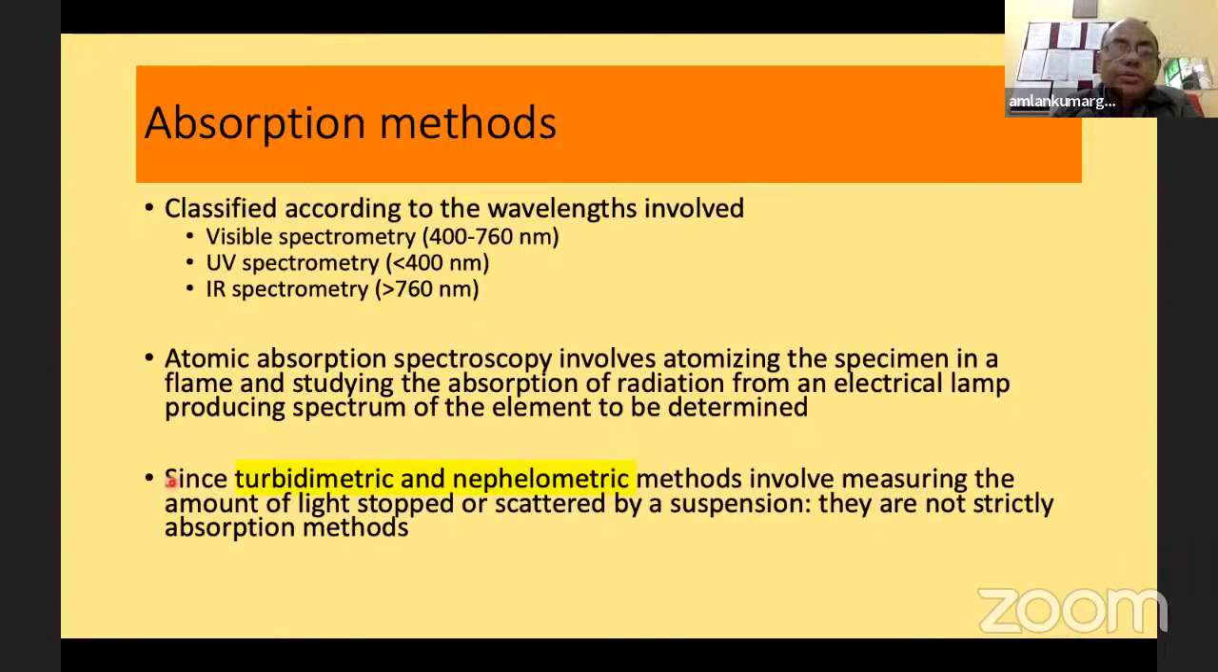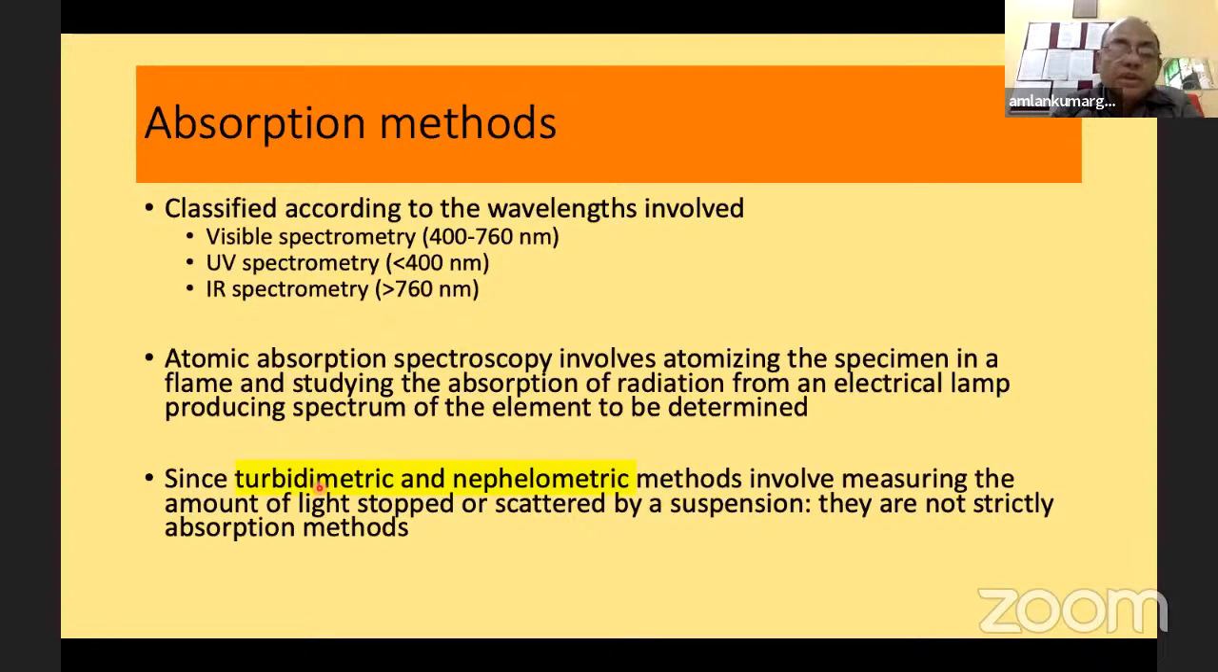Then there are turbidimetric and nephelometric methods that involve measurement of the amount of light stopped or scattered by a suspension. They are not strictly absorption methods, but you see there must be a difference made between turbidimetry and absorption methods. In absorption methods, it absorbs the wavelength, but in turbidimetric methods, it stops the wavelength.